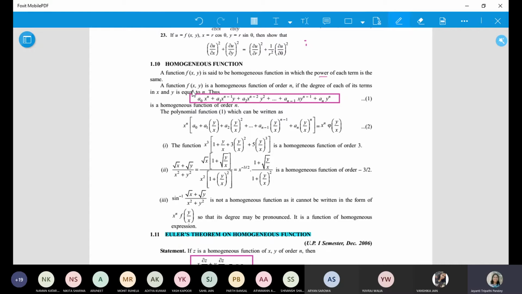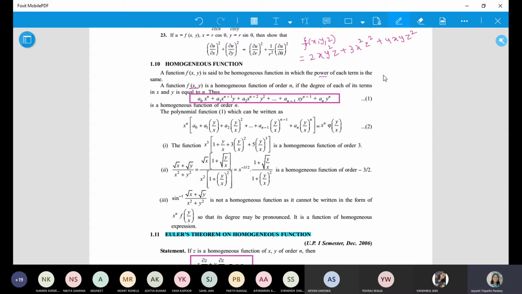So what you did? You have written a function f(x, y) in this form. So this is homogeneous, right? Is this definition understood? Suppose I make it in three variables. Suppose we have this and I want to write a homogeneous function. I'm writing it like this. Suppose I have 2xy square z. This is also homogeneous in three variables.